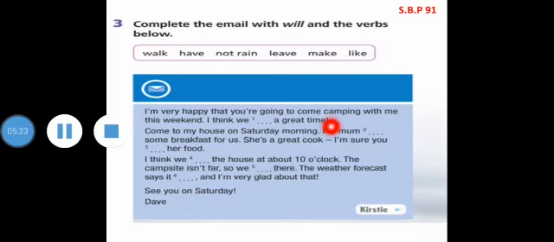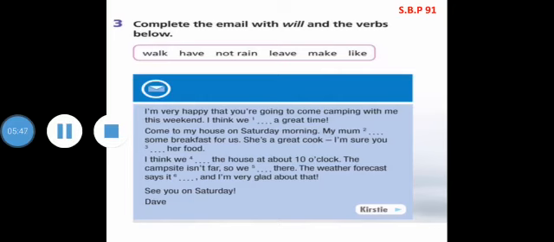Now, let's move to question number 3 together. Complete the email with will and verbs below. We have these verbs: walk, have, not rain, leave, make, and like. You have 1 minute to do it. Begin, my shining stars.